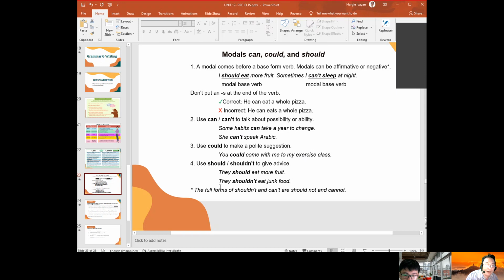Okay, or they shouldn't eat junk food. Yes, so this one is healthy and the other one is unhealthy. Okay, next, the forms of shouldn't and can't. I can use should not and cannot. Yes, so we can also use should not or cannot. Okay? Do you have questions with this, Koi?